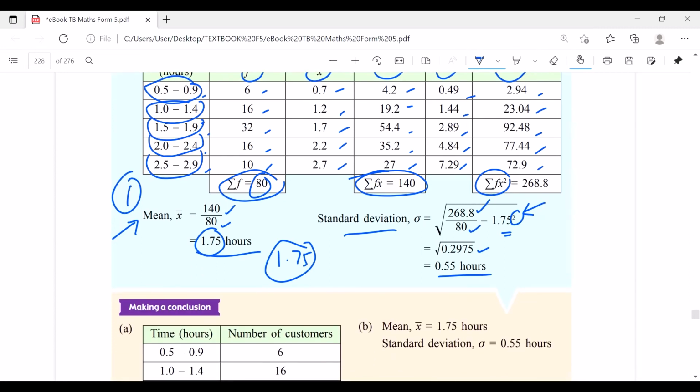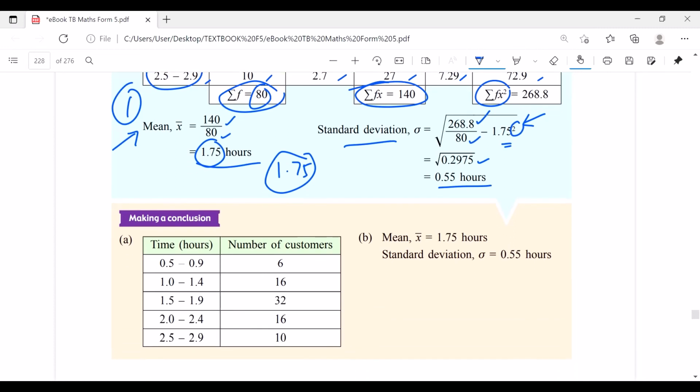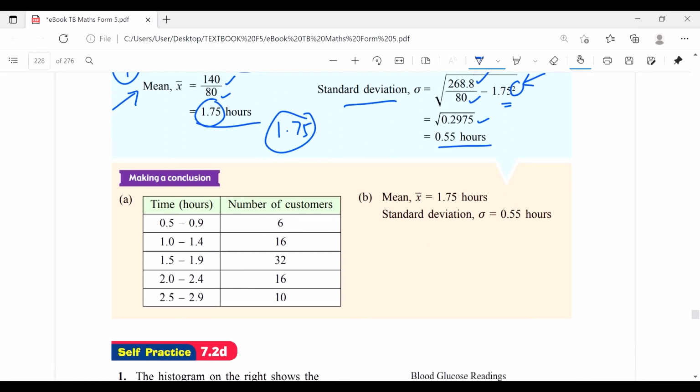So how do you make a conclusion? You just say that your mean is 1.75 hours. So most of the customers will use nearly 1.75 hours, yeah, spending time in the supermarket. The standard deviation is 0.55 hours. Yeah? We don't know whether this is small or this is big. We know it when we compare, yeah, when we compare with another set of data. So just answer like this.